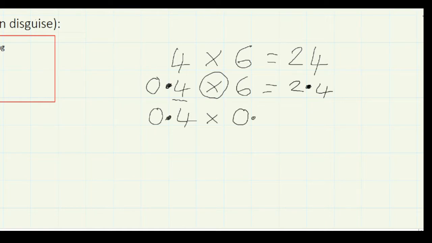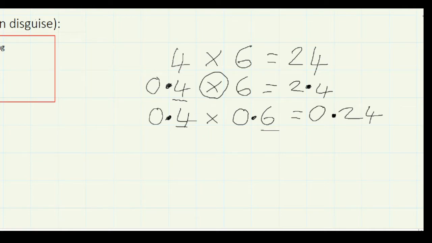0.4 times 0.6. Well, it's something to do with 24, isn't it? Because 4 times 6 is 24. This time we have 2 decimal places, and we've only got 2 digits, and we need 2 decimal places. So they're both going to have to be decimal places, which means the point's going to go at the front. And it's 0.24. So it's a bit times a bit, and it's getting very, very small now, 0.24.